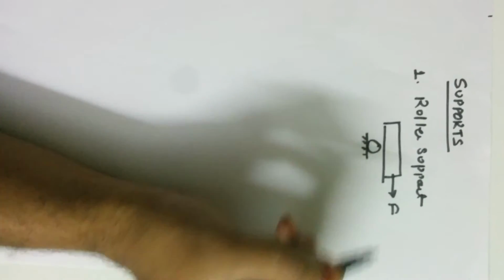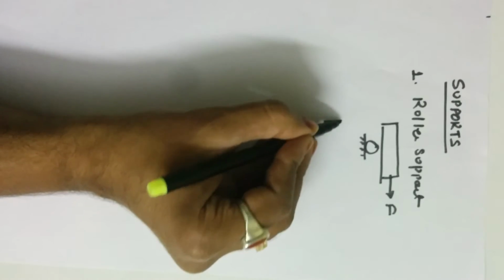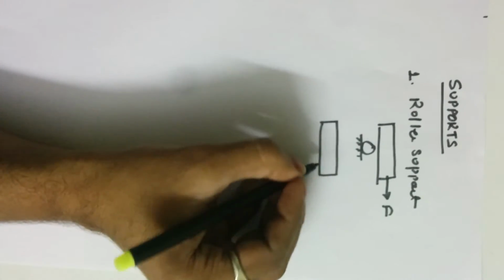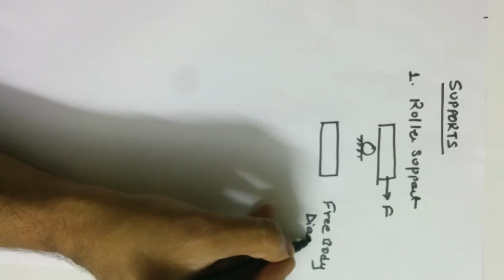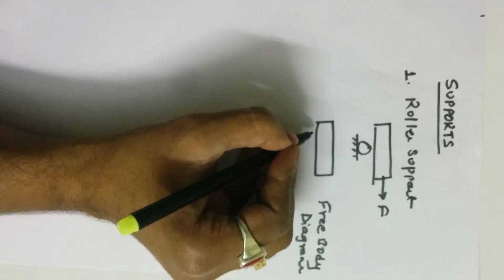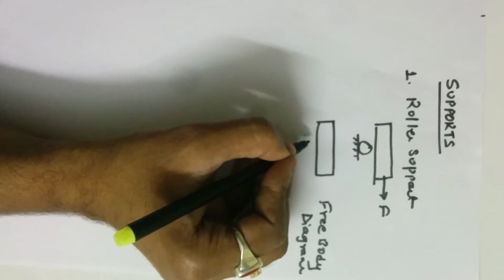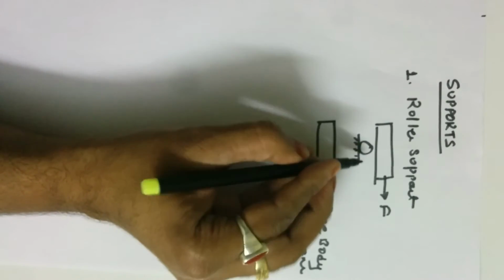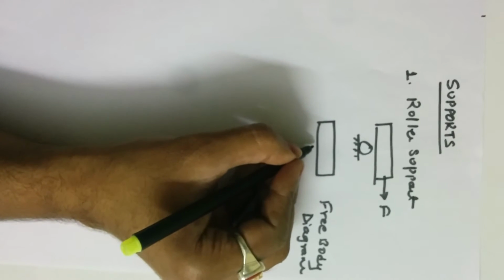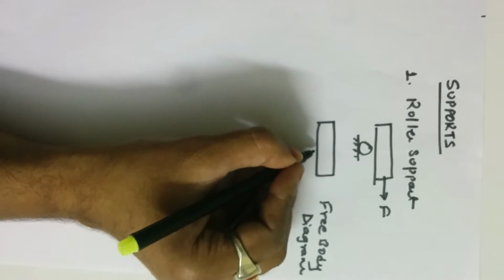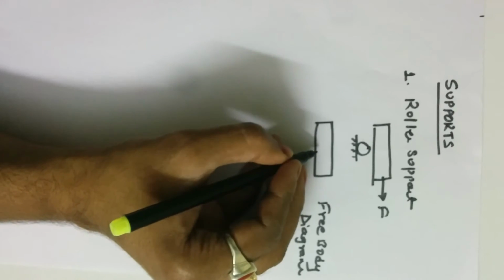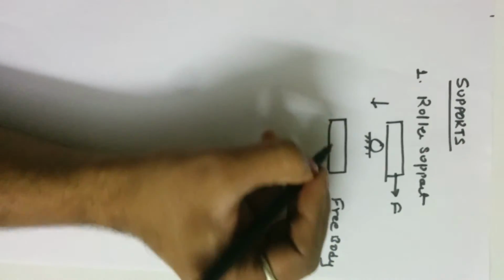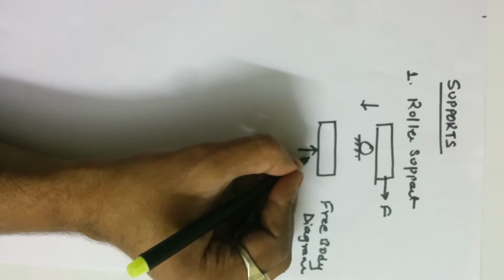Now let us draw the free body diagram of this body. What is a free body diagram? Free body diagram is such that we are going to show all the forces acting on the body due to the external surroundings. Like the roller support will be exerting a reaction force on this body, and in which direction will that reaction force be? Since the body is not allowed to move downward because of the roller support, therefore roller support must be applying a reaction force in the upward direction.